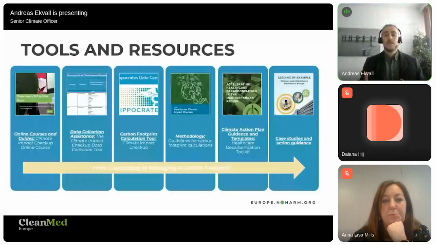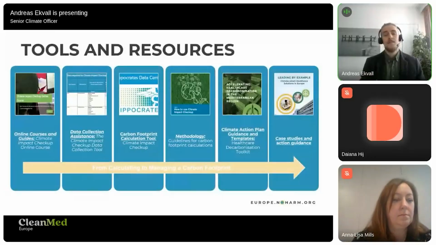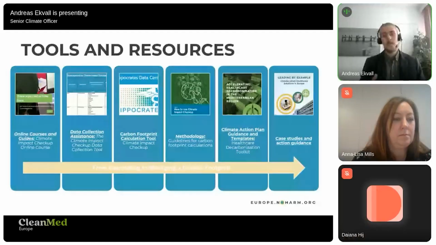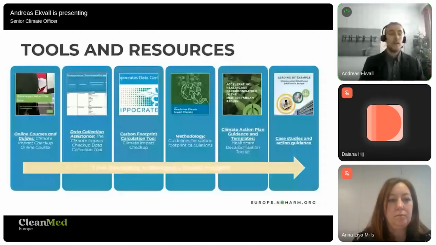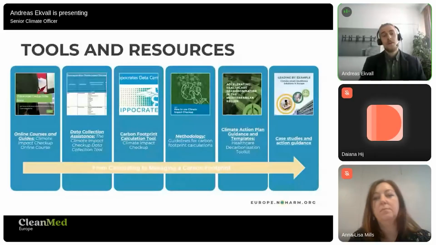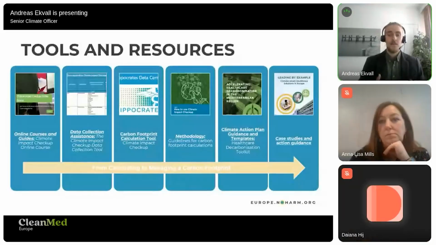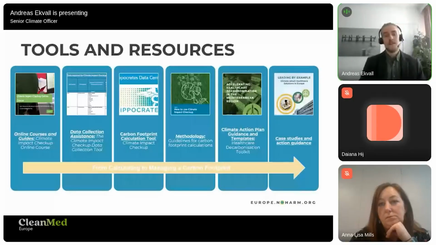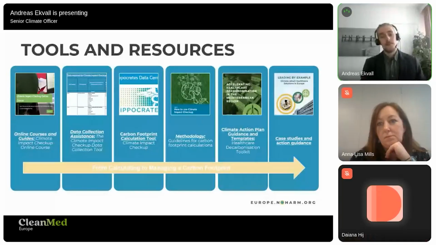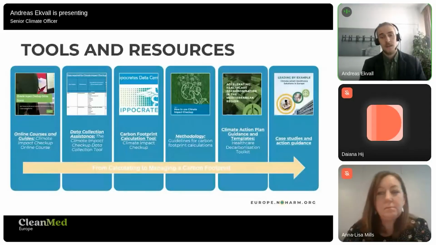Firstly, I want to mention some of the resources that we have developed that can be used to calculate and manage carbon footprints. This figure serves as a visual representation of how we recommend you start your carbon management journey. We recommend that healthcare providers that are new to carbon management should finish our free Climate Impact Checkup online course, and this can be followed by a reading of the Pocket Guide for Healthcare Professionals.